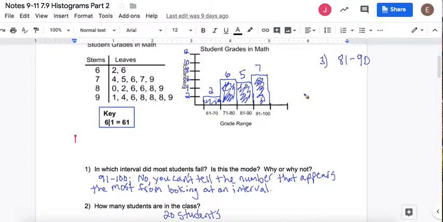Okay, number 4, what is the mean of the data? Now I can't find the mean from here, so I have to look at my stem and leaf plot. And I would add all of these numbers up, and I've already done that for you. So it's 1,694, and I have to divide by how many numbers I have. So how many numbers do I have? Good, 20.